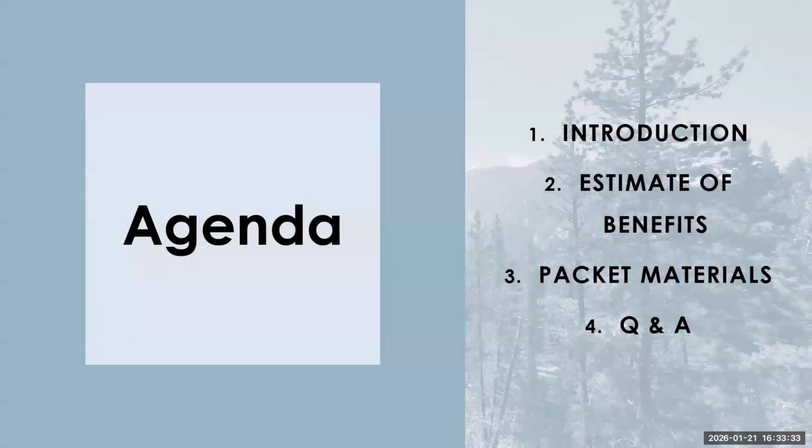Okay, our agenda is we're going to go through what we call an estimate of benefits. Hopefully everybody got an estimate of benefits prior to receiving the retirement packet, so we're going to hit that. We're going to go over the retirement materials packet and some Q&A.